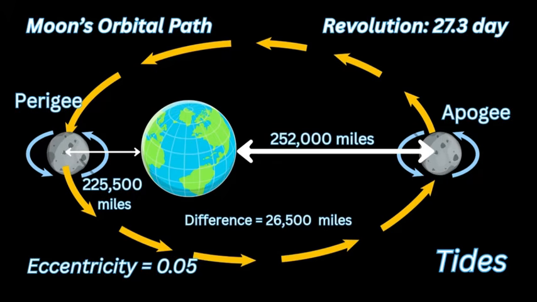For example, during perigee, where the moon is closest, the effect of gravity from the moon on the Earth's body water and atmosphere and even the continents would be greater than at the point of apogee, where the moon is furthest away. Even though it's a small difference, there will be a difference in the gravitational pull of the moon on the Earth.